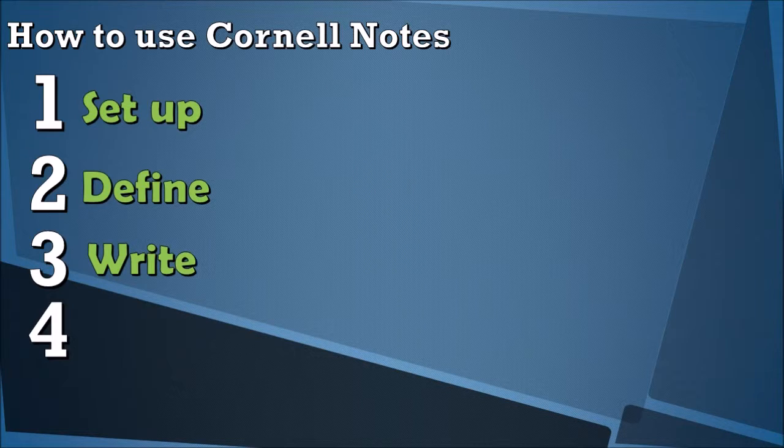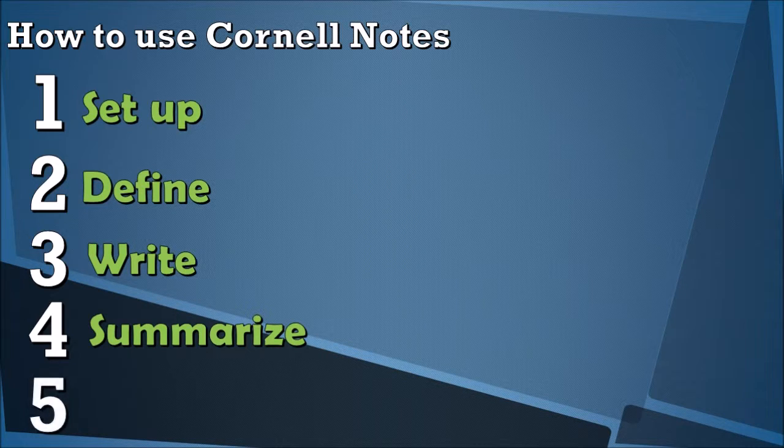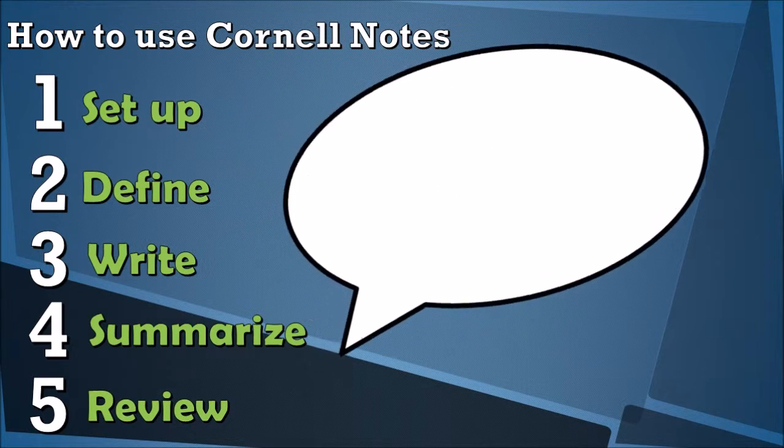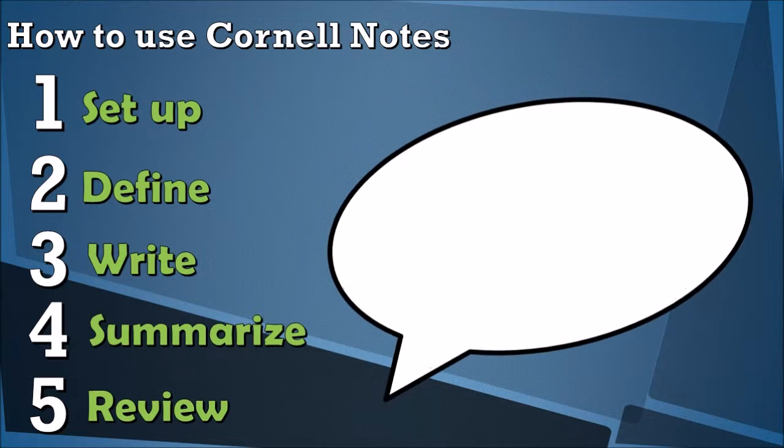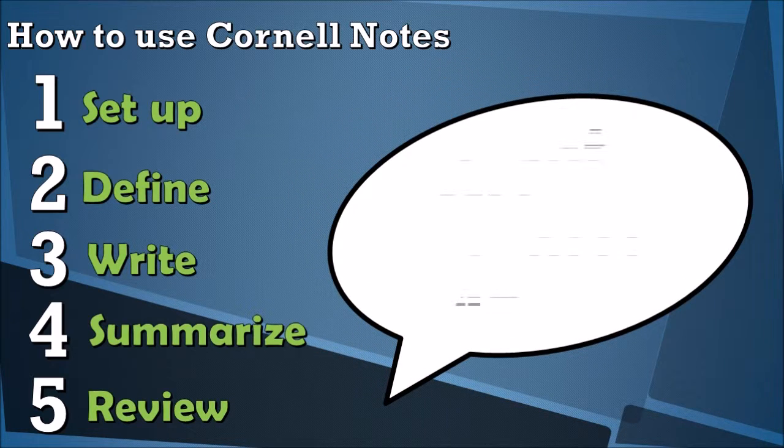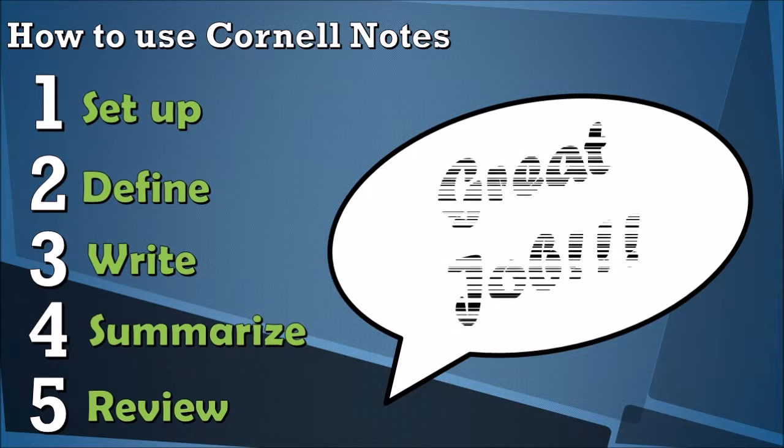The fourth step is summarize your notes. And the final and fifth step is review. Great job, class. Now I think you are ready to use the 5 easy steps to make great Cornell notes.